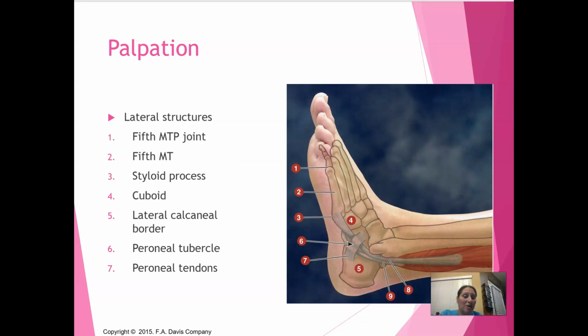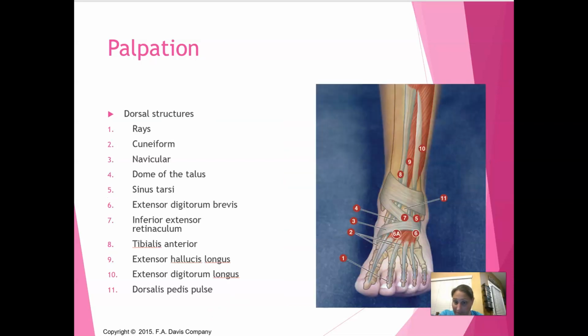This is looking at the lateral aspect. Number 3 is the styloid process of the fifth, and that's what we're worried about with that avulsion fracture. Okay, here on the dorsal structures, we potentially are worried about that inferior extensor retinaculum, where if you are forced into plantar flexion and still going forward, or maybe you get your foot caught in the ground as you're going forward, we are worried about potentially a syndesmotic sprain, which is on that surface.